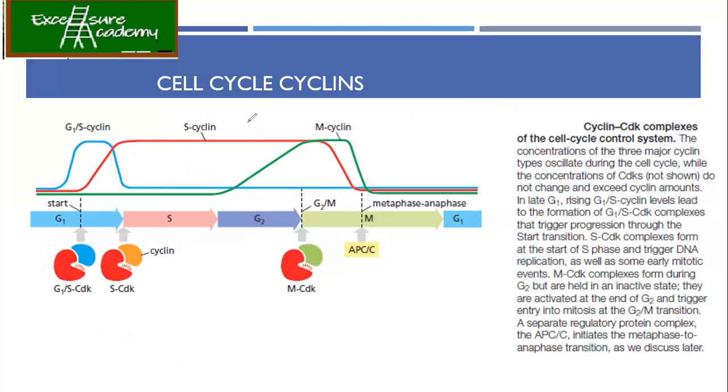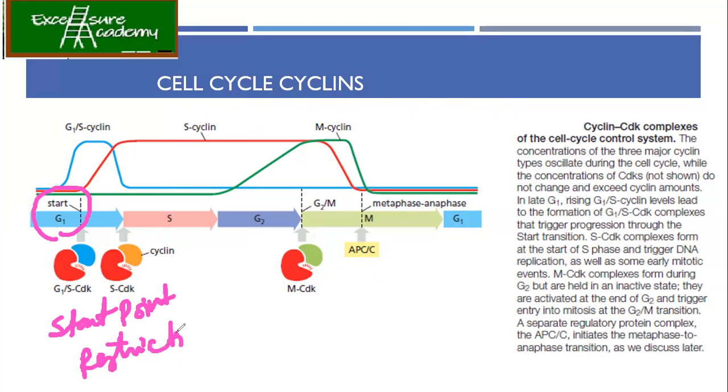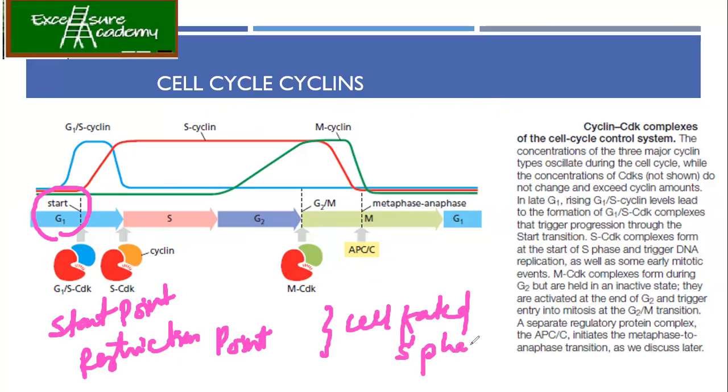Now, let's see the graph over here. What does the graph say? You can see that in the G1 phase, that is the start point. Remember the start point, which is also called the restriction point, right? If it is crossed, then it means that the cell is fated to enter the S phase. This is very important and crucial. You can see that the concentration of G1/S cyclin is increasing and it starts decreasing towards the end of the G1 phase, or the early phase of the S phase, right?